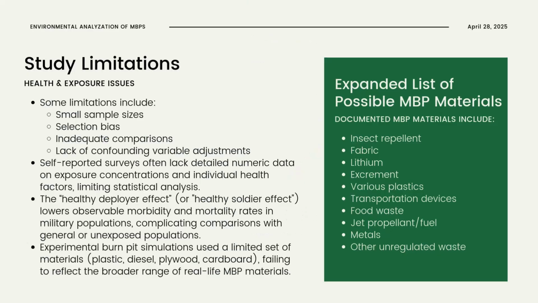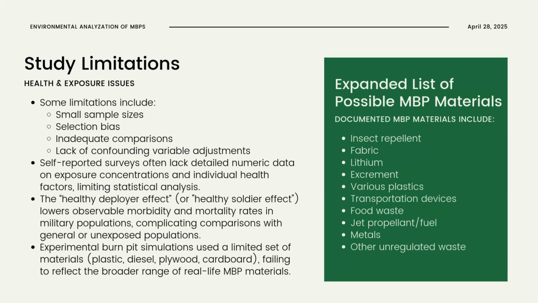So before we actually go on to this discussion and conclusion, we need to talk about the study limitations because, as I've talked about, this is a very complex topic with a bunch of caveats that have to go with it. So some limitations include, and this isn't included for every study, but some studies showed small sample sizes, selection bias, inadequate comparisons, and a lack of confounding variable adjustments.